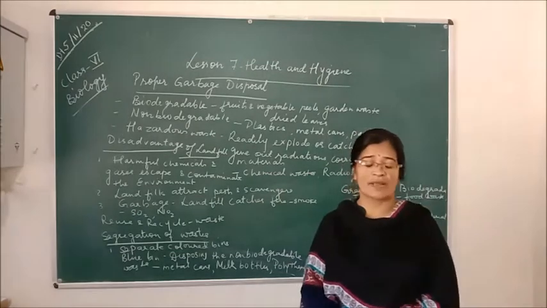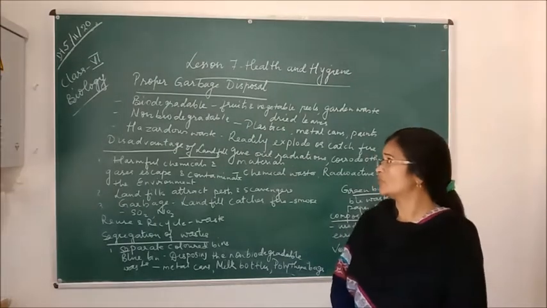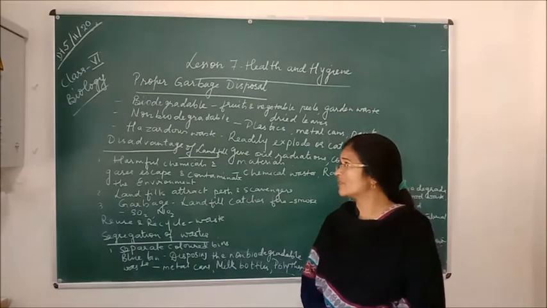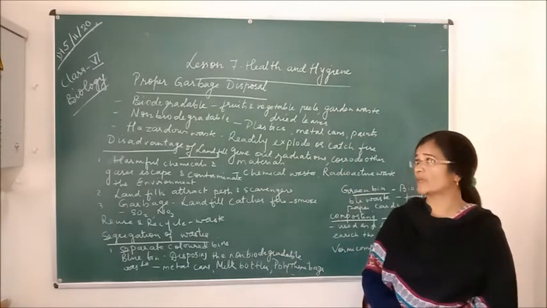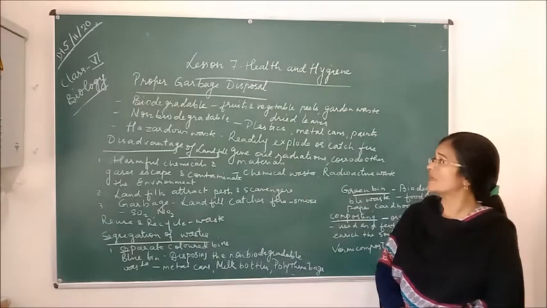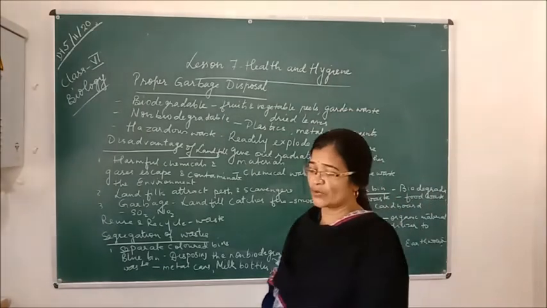Before telling the different methods of disposal of the garbage, first of all you should know what the different types of waste are. So there are mainly three different types of waste. They are biodegradable waste, non-biodegradable waste and hazardous waste. So first we'll take what is biodegradable waste.